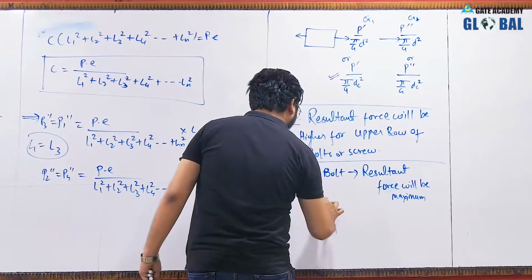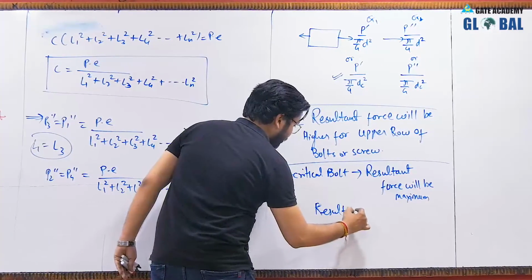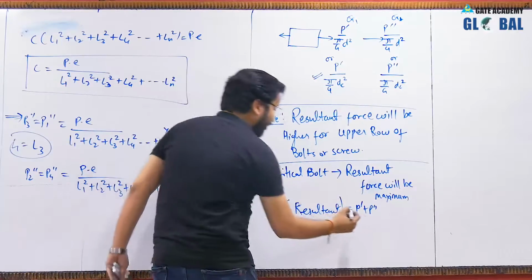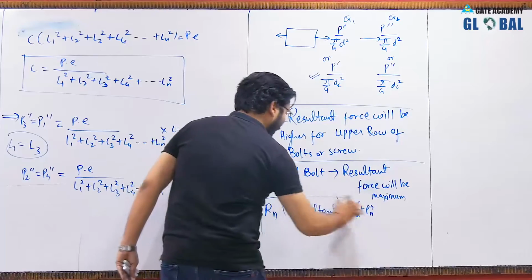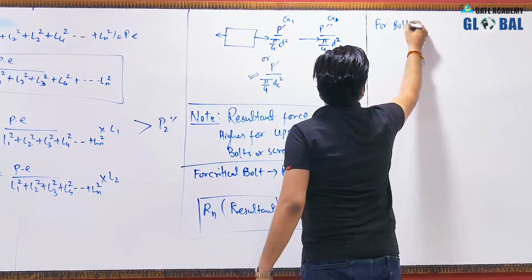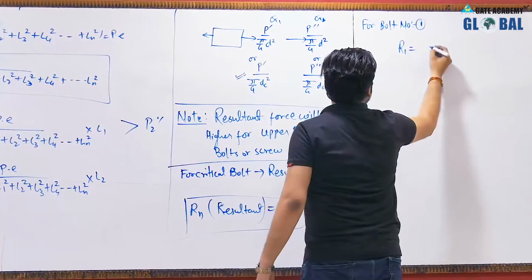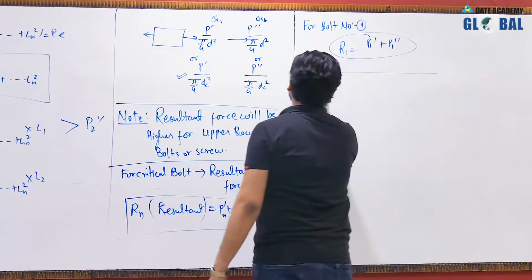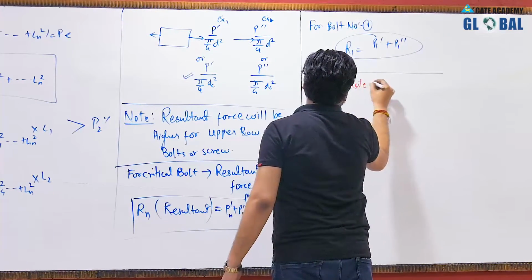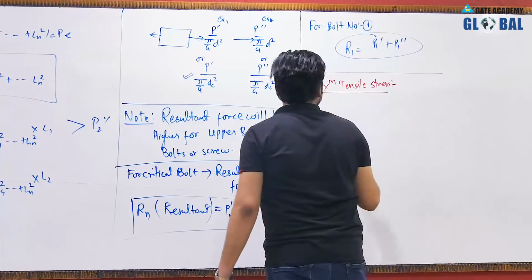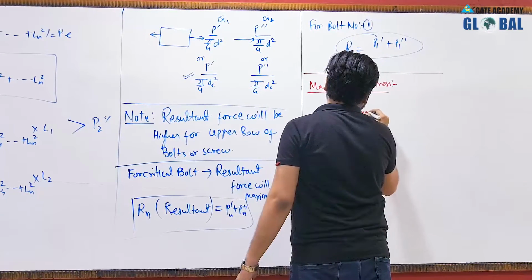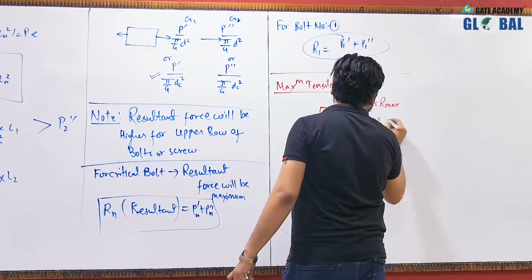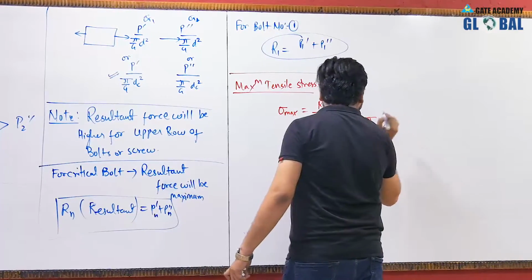As both are tensile in nature, the resultant force in any of the bolts will be equal to P dash plus P double dash. Or you can write Rn, the resultant force in the nth bolt, equal to Pn dash plus Pn double dash. For bolt number 1 you can write R1 equal to P1 dash plus P1 double dash. So this will be the resultant tensile force, and hence the maximum tensile stress will be sigma max equal to R max, the maximum resultant force, divided by pi by 4 d square, or pi by 4 dc square if the calculation is for the core diameter of the bolt.